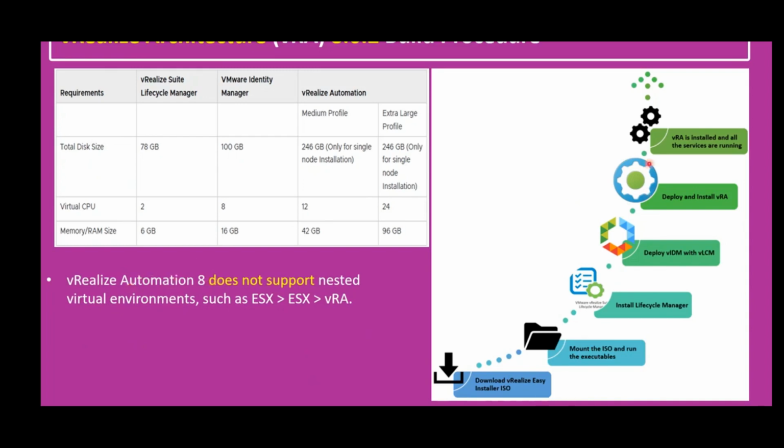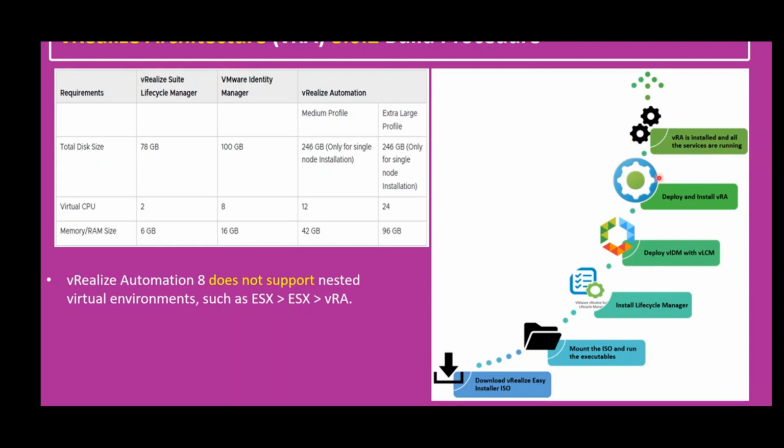And the installation procedure, whatever we discussed today, all points I highlighted here. Let's start with the first point: download the vRealize Easy Installer ISO, which we did today. We mount the ISO and run the executable. We just mounted the ISO and double-clicked on the installer. Then it will start installing the Lifecycle Manager. Once the Lifecycle Manager is completed, it will deploy IDM, and then it will install vRA, and finally vRA is installed and all services are up and running. This is the installation procedure.